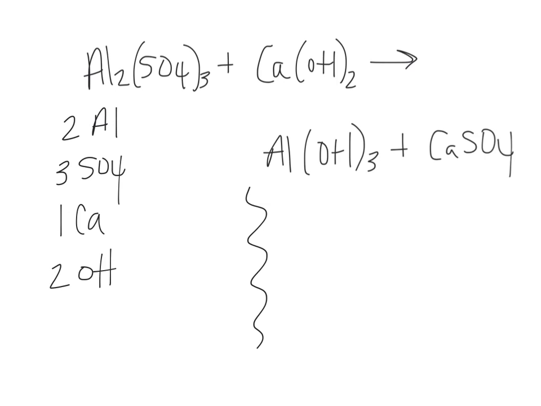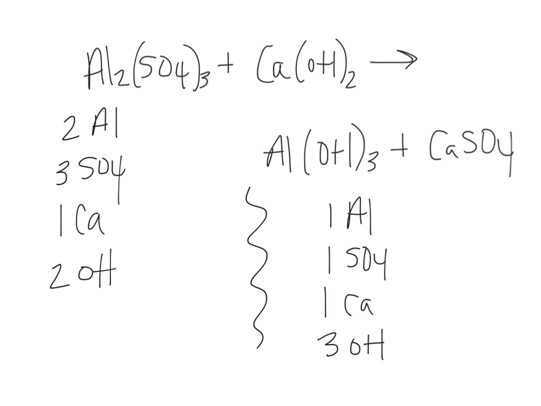Let's do our other inventory over here for the product side. It looks like I have 1 aluminum. The sulfate, it appears there is 1 sulfate. With the calcium, it looks like there is 1. And then finally, the hydroxides, it appears that I have 3.